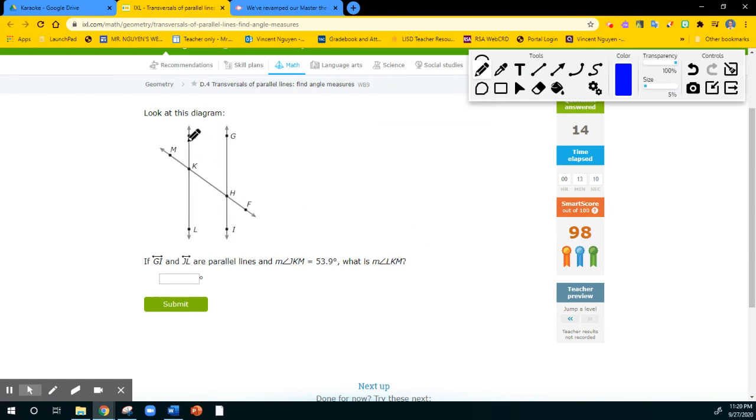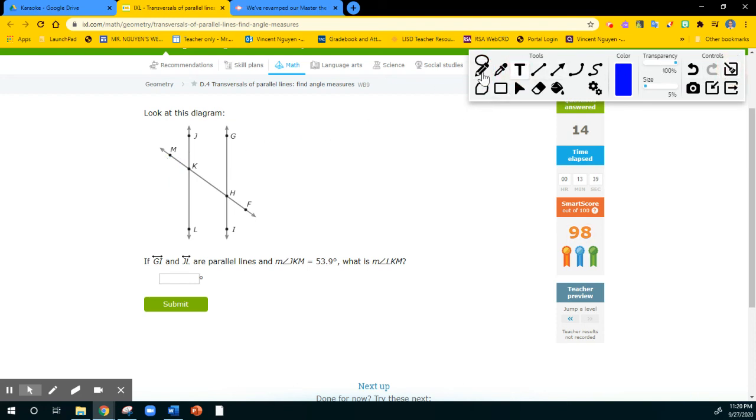LKM is this one that we want. JKM. Oh, finally, JKM is this one, and then all right. So these are a linear pair, and they are supplementary. So to find the missing one, you do... Oops, my handwriting is actually pretty bad, so I'm going to type.